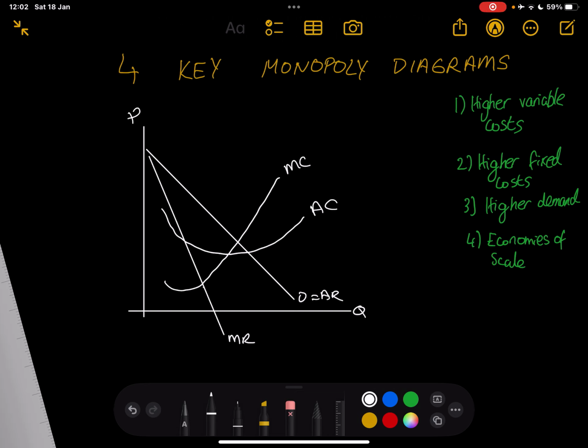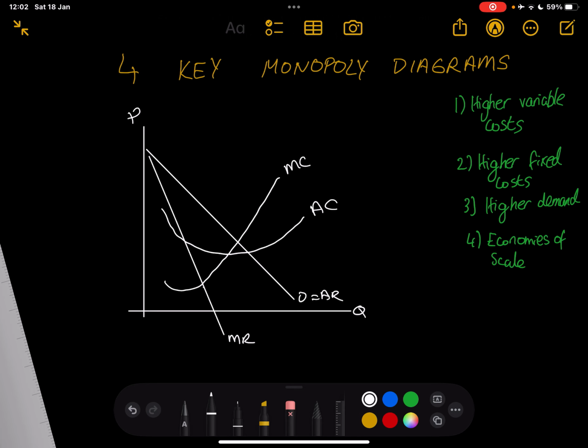I'm going to share with you what I believe are 4 key monopoly diagrams that are so useful when writing long essays, like 15 markers, 25 markers. Actually, this works for many of the exam boards, if not all of the exam boards. I think if you don't cover monopolies in as much detail yet, then maybe not.